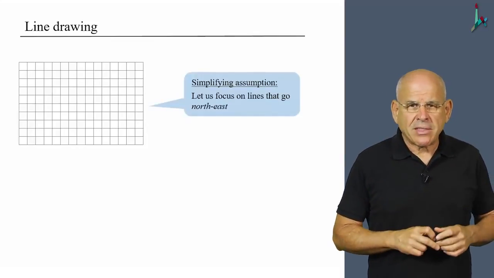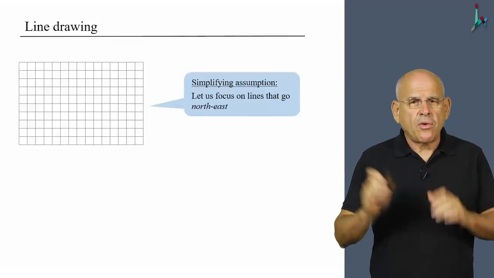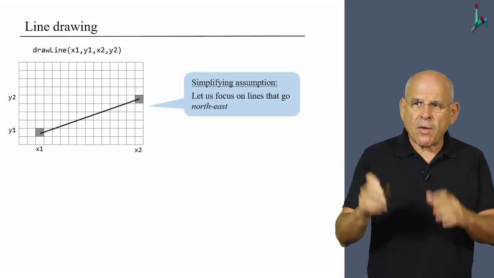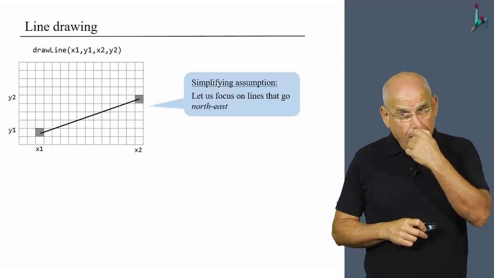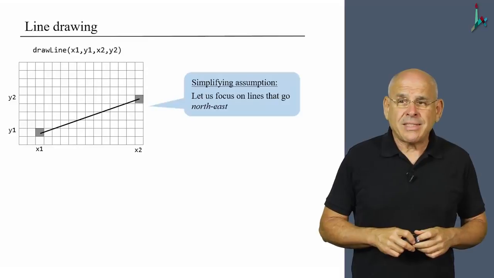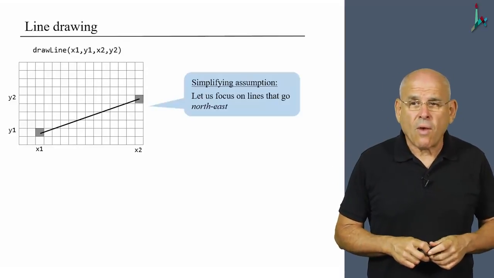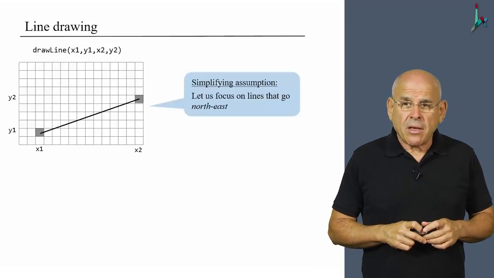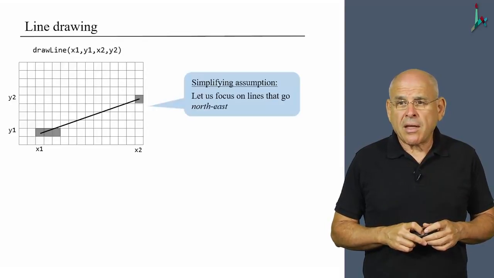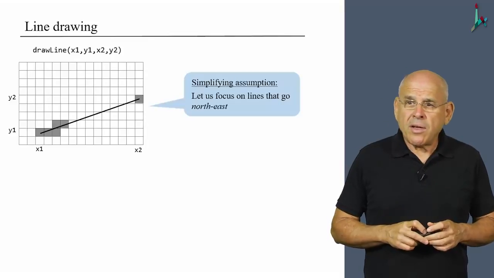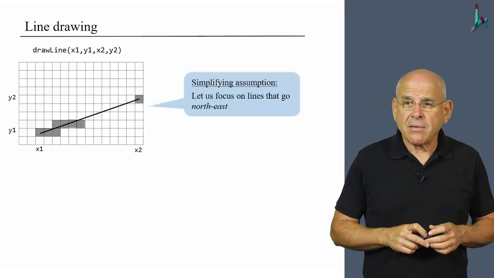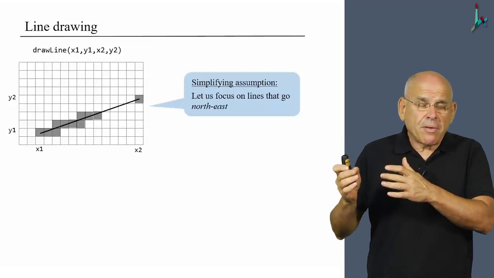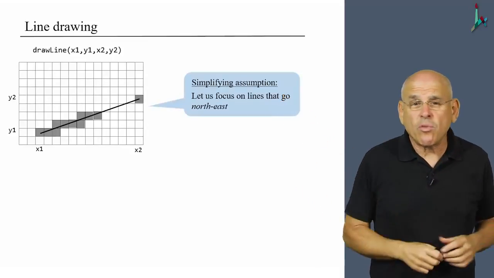Let me begin with a simplifying assumption. I want to focus only on lines that go northeast. So here's one typical such line. I want to draw the line that goes from x1, y1 to x2, y2. And I want you to notice that it's really impossible to draw such a line. Why? Because the only thing we can do is turn pixels on and off. So in this particular example, I have to turn on this pixel, and this one, and this one, and that one. And notice that I can only approximate the line. In each iteration, I either go right or up. Why? Because we're going northeast. So these are my only two possibilities.